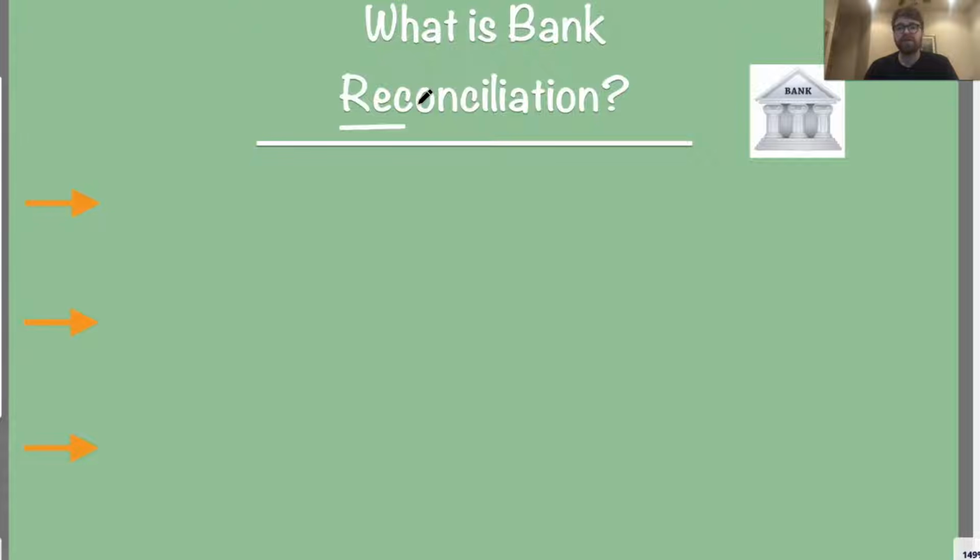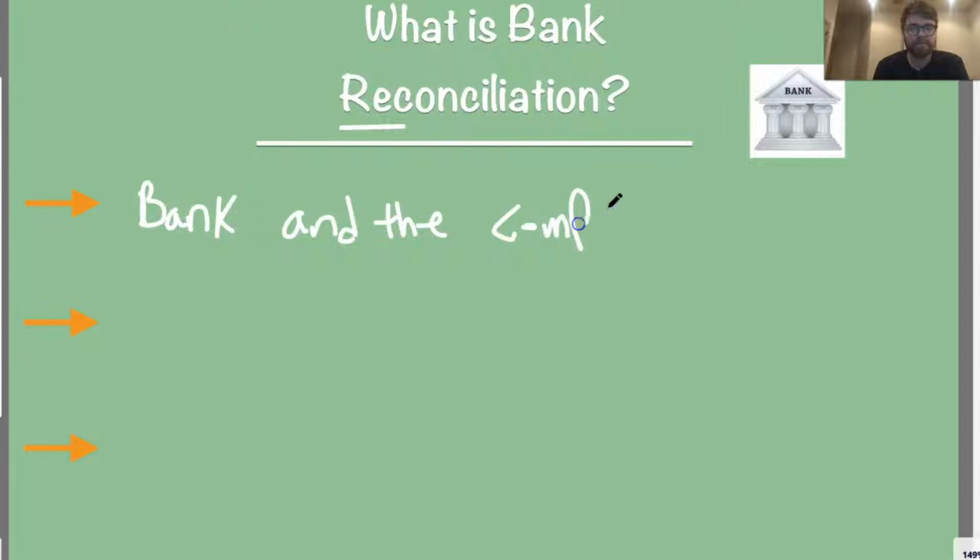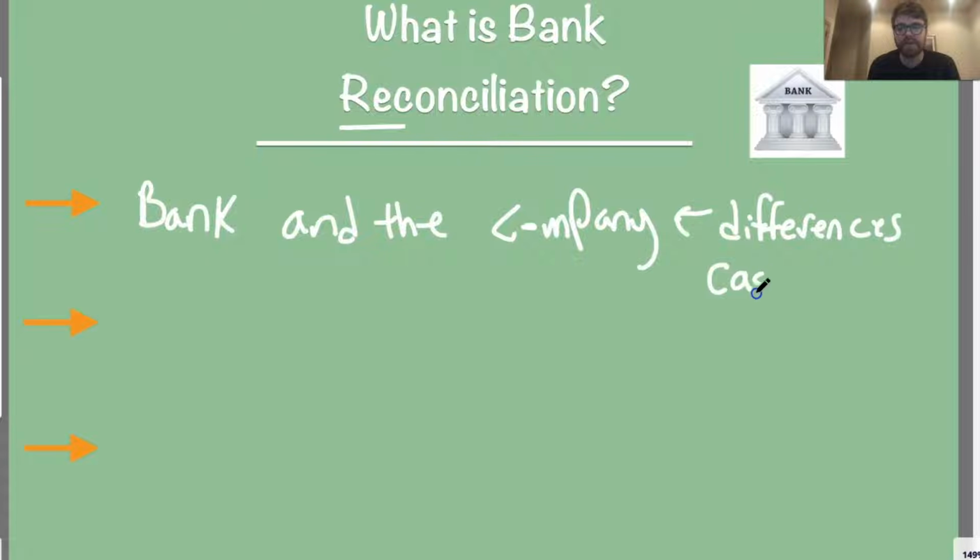So the deal here is that the bank and the company are kind of just not on the same page. Like they're not communicating properly, where there's going to be differences in their books. That's the main thing here: there's going to be differences in their books. We're really just focusing on the cash balance.